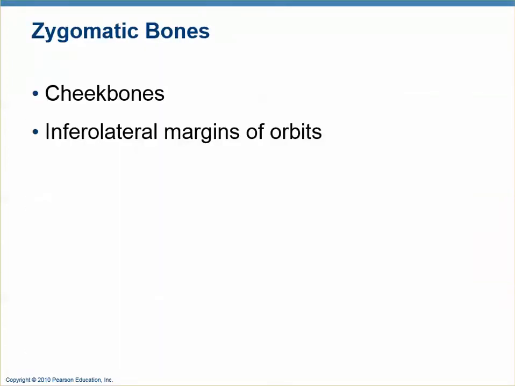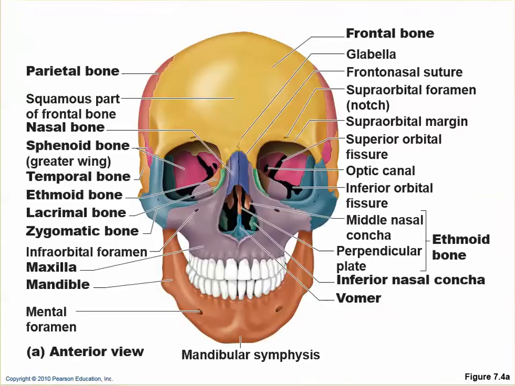The zygomatic bones form the cheekbones. It's these bones here. They run basically from the zygomatic process of the maxilla to the zygomatic process of the temporal bone. Not only do they form the cheek, but they also form the lateral inferior quarter of the orbit, the socket for the eye.